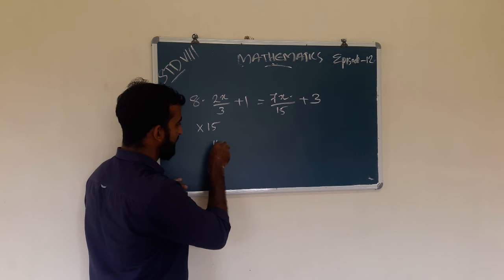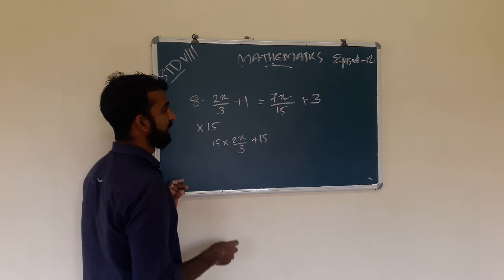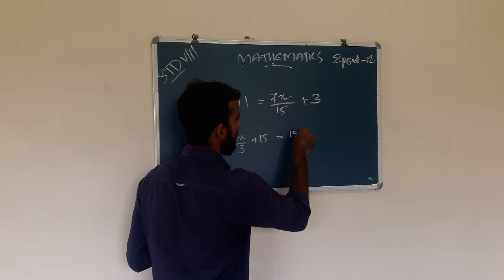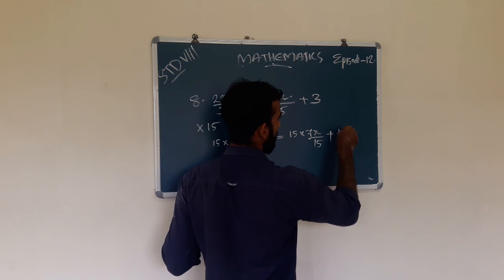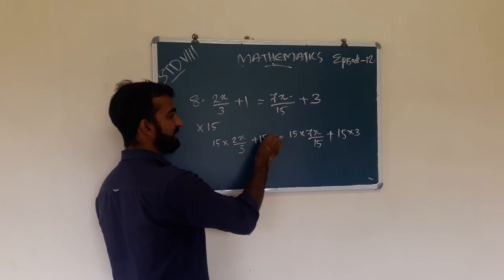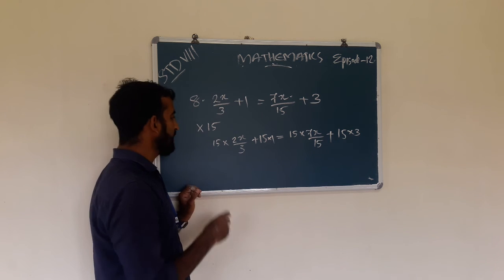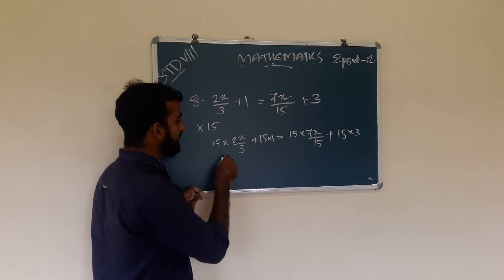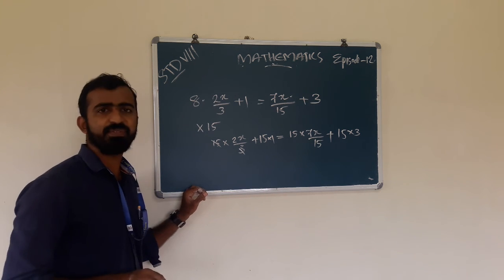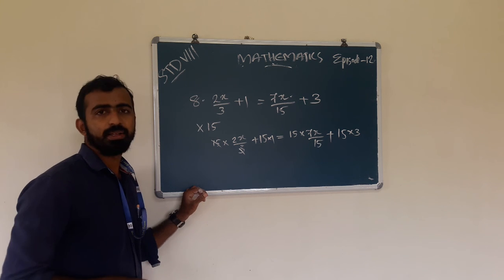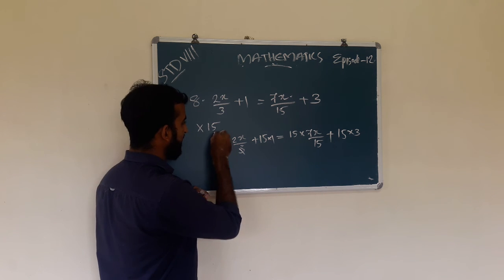Then we get 15 into 2x by 3 plus 15 equal to 15 into 7x by 15 plus 15 into 3. Here plus 15 means 15 into 1, 15. So I write 15. And next, here we can simplify 15 and 3. Is it? Yes. We get 5.